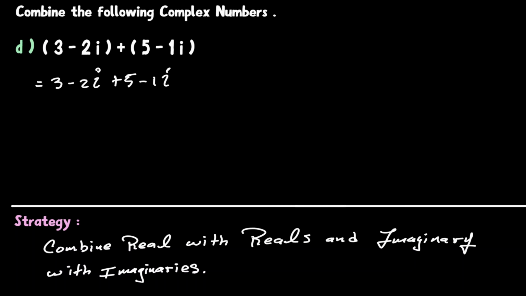And now let's combine reals with reals, which in this case are 3 and positive 5. That's going to give us positive 8. And now let's combine imaginary with imaginary, which in this case are negative 2i and negative 1i. When we combine them, we're going to get negative 3i. So we are done. We have added the two given complex numbers.